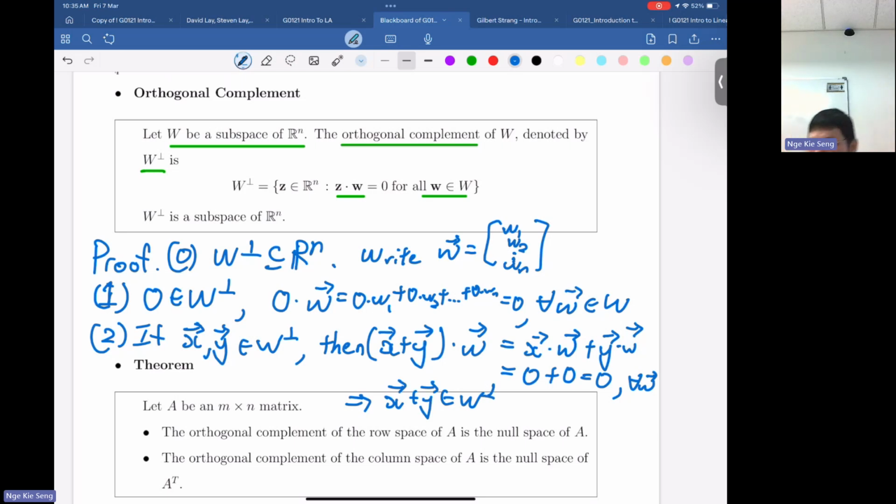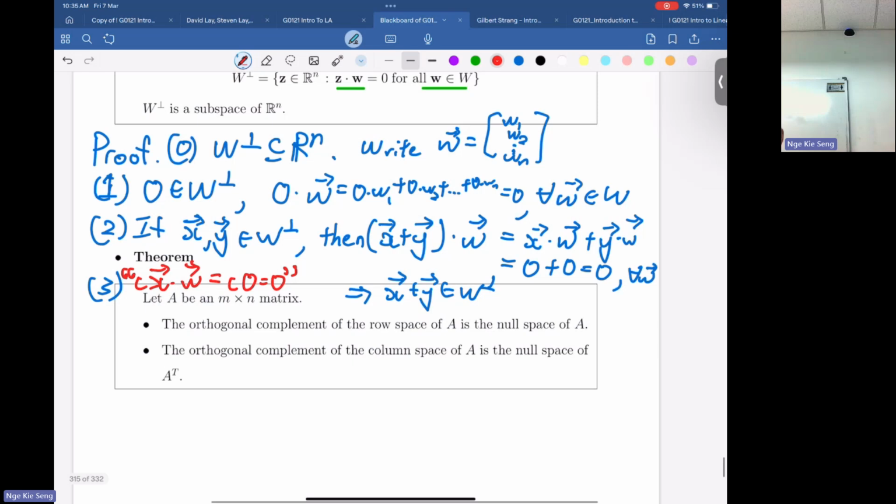Similarly, you should do it for scalars. Can you imagine the calculation for scalars? Maybe we just write it quickly here. You just do Cx dot W, so that you get C times 0, which is also 0. Write all the steps down. Does it make sense? You can fill it in yourself.